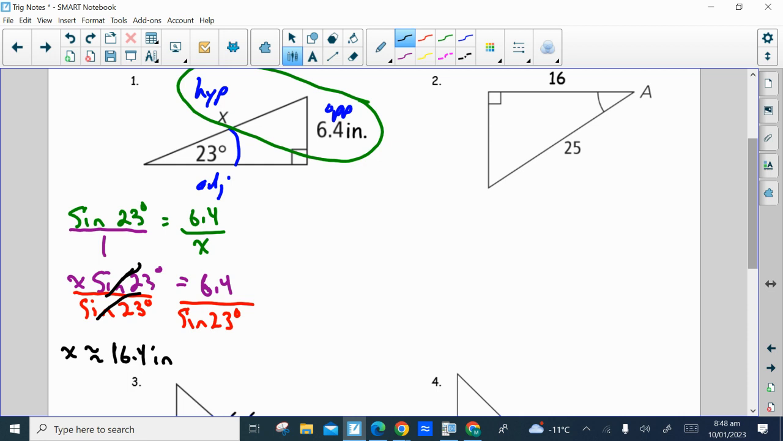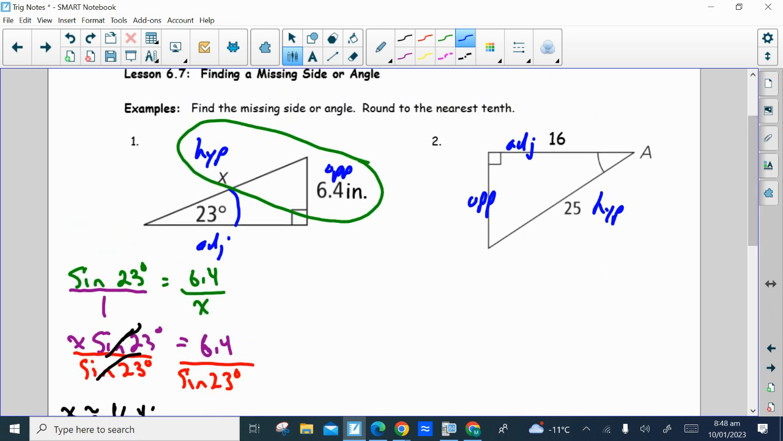Right, for question 2, we want to find the angle A. That's where that arc is. So that's what we want to find. We start with labeling the sides of the triangle. The side across from the right angle is the hypotenuse. The side across from the angle we're trying to find is the opposite. The third side is the adjacent. So there's our first step, label the sides.